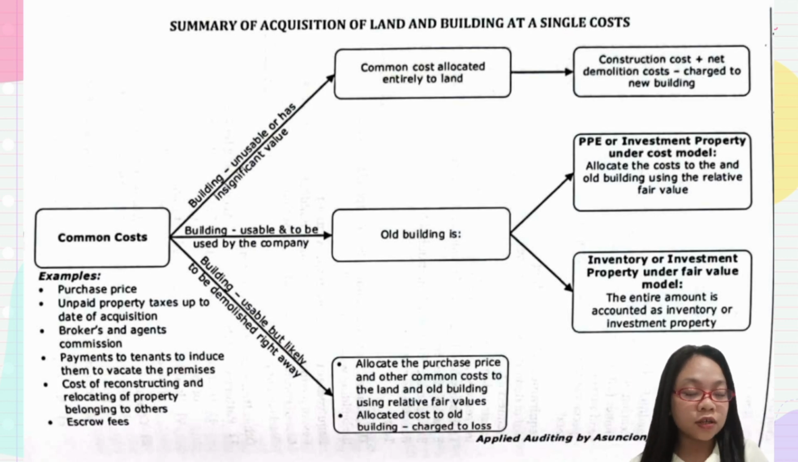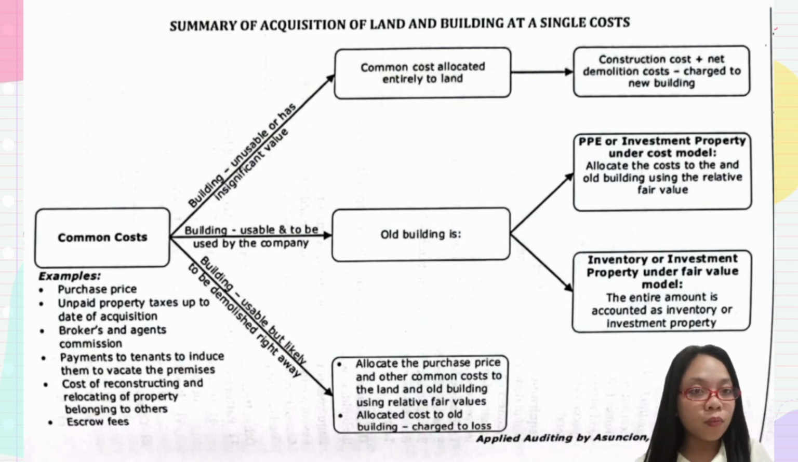So, lastly, we have here the illustration that summarizes the acquisition of land and building at a single cost. There are common costs here. Common costs are costs that are attributable both to land and the building. For example, the purchase price, unpaid property taxes up to the date of acquisition, brokers and agents commission, payments to tenants to induce them to vacate the premises, cost of reconstructing and relocating property belonging to others, and escrow fees.